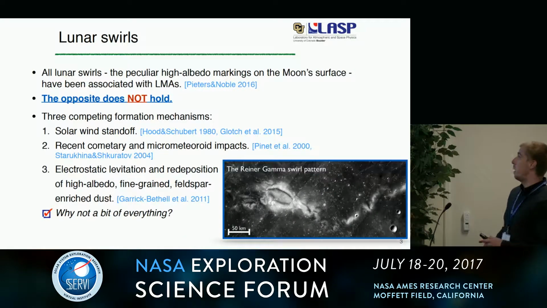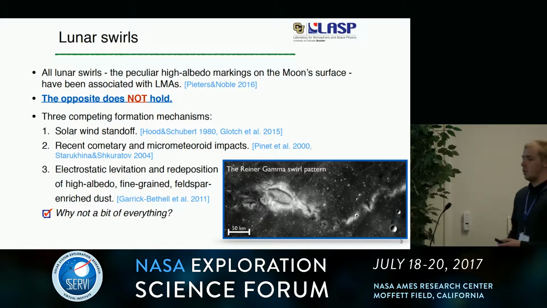As you might know, every lunar swirl has been connected, or collocated, with a lunar magnetic anomaly, not necessarily connected, but the opposite does not hold. And in the literature there are more or less 3 competing formation mechanisms, and actually Mihai this morning showed that all 3 of them can work.